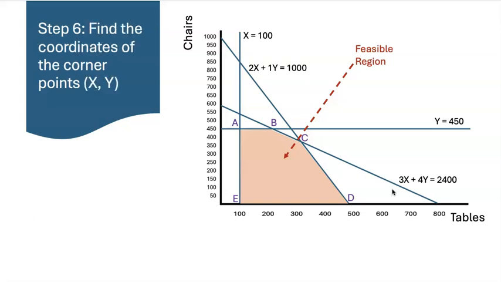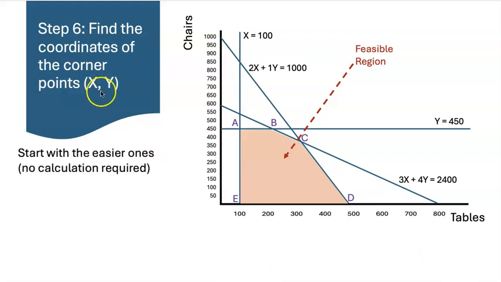Step 6, we need to now find the coordinates of these corner points. So for A, B, C, D, we need to know the x coordinate and the y coordinate for each point. Remember, the x normally goes before the y, so x, comma, y in the brackets. My approach is always to start with the easy ones, because these don't require calculation. If you look at A, we can see clearly that it's at y equals 450, x equals 100. So A is 100, 450.